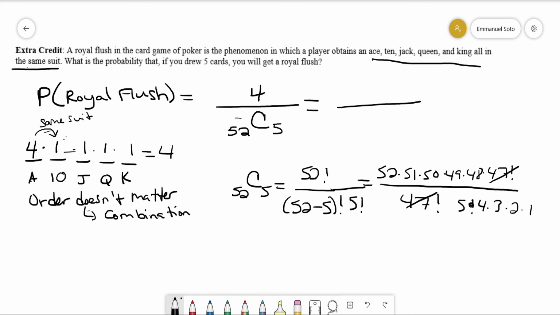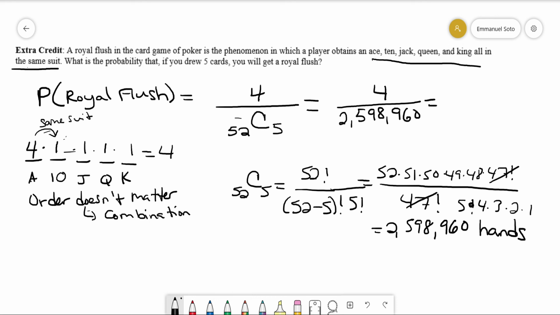So 2,598,916 ways. Okay, let me write that down here. That's how many hands you can get. So how many hands of 5 cards. But only 4 can be a royal flush. So I'm going to reduce that, and I get a 1 in 649,740 chance.